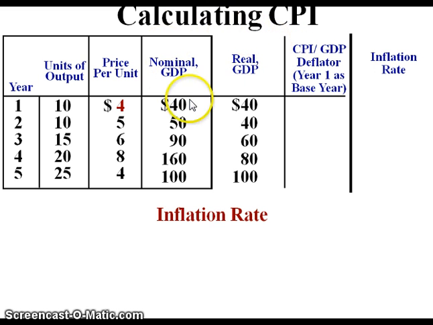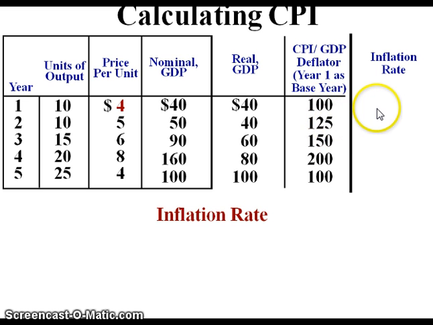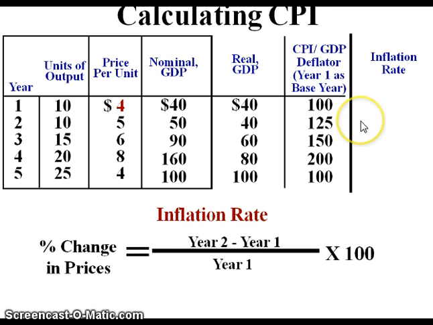Divide nominal GDP over real GDP, and we get 100. That's the base year. Now the next year, dividing 50 by 40 gives us 125, and we continue on, and you see that the origin of the consumer price index can be derived from nominal GDP and real GDP. The inflation rate is found by subtracting the base year from the current year, year 2, year 3, year 4, 5, and so the inflation rate is as follows.